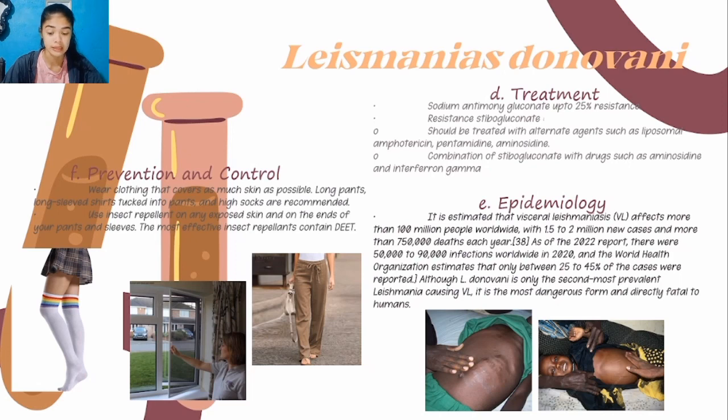to humans. Prevention and control: wearing clothing that covers as much skin as possible, long pants, long sleeve shirts tucked into pants, and high socks are recommended. Also use insect repellent on any exposed skin and on the ends of your pants and sleeves. So the most effective insect repellents contain DEET.